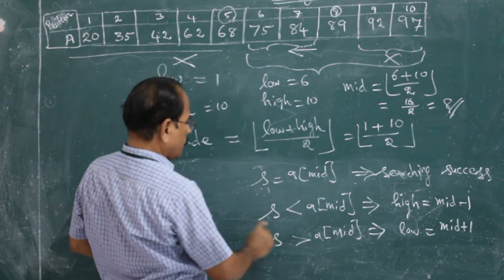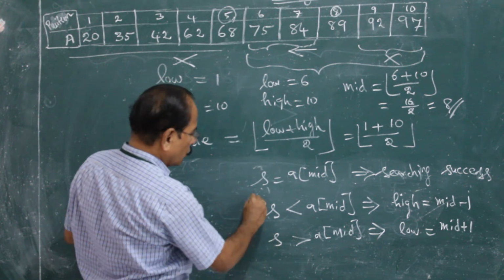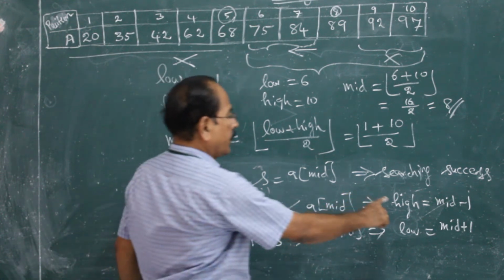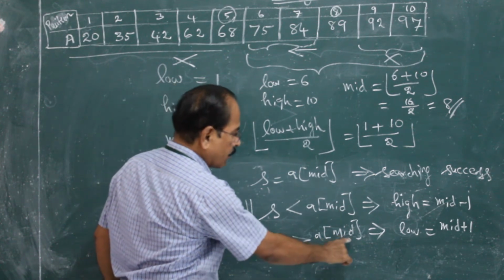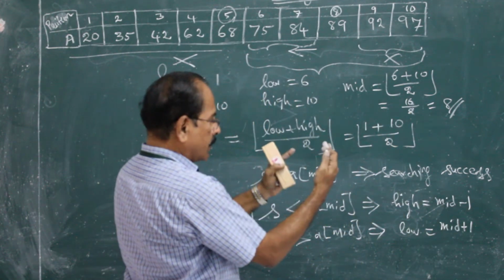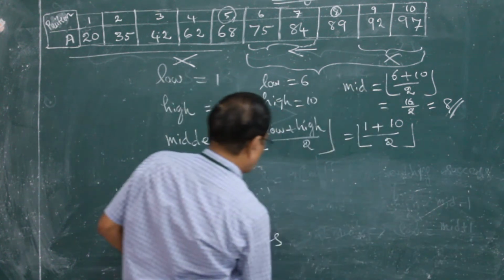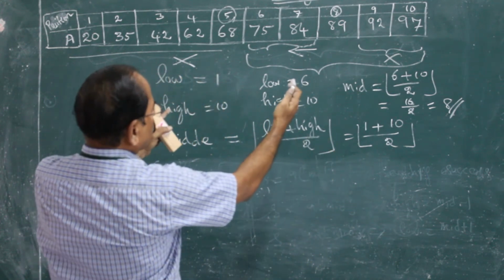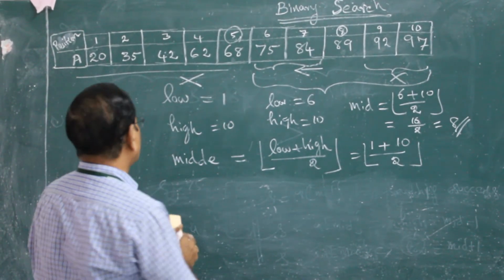So only these two formulas. One is the mid value. After finding the mid position, which portion is to be processed is decided using these two formulas. Whenever the searching element is lesser than A of mid, we change the value of high as mid minus 1. If the searching element is greater than A of mid, we change the value of low as mid plus 1, by which we can reduce the size of the array for further processing. This type of process will be continued further and further. Let us formulate one table by which we will do this process one by one.